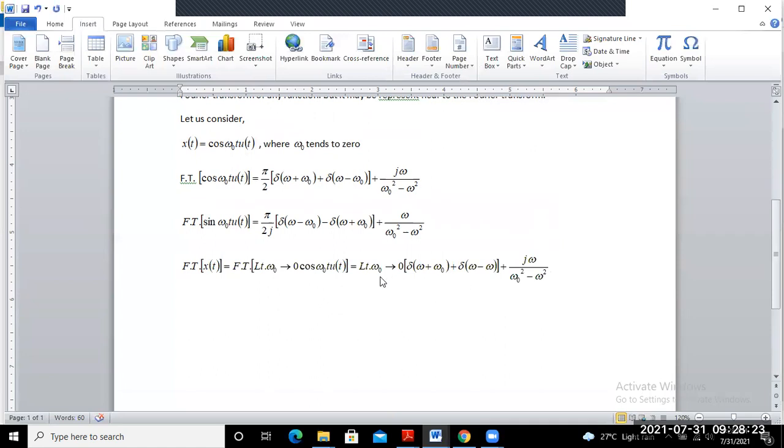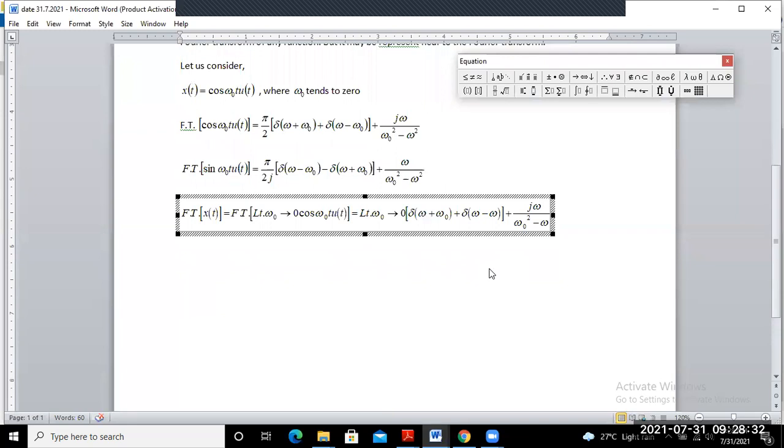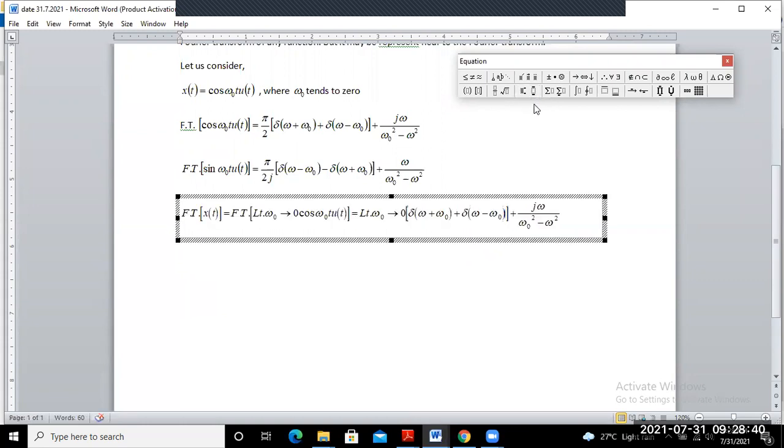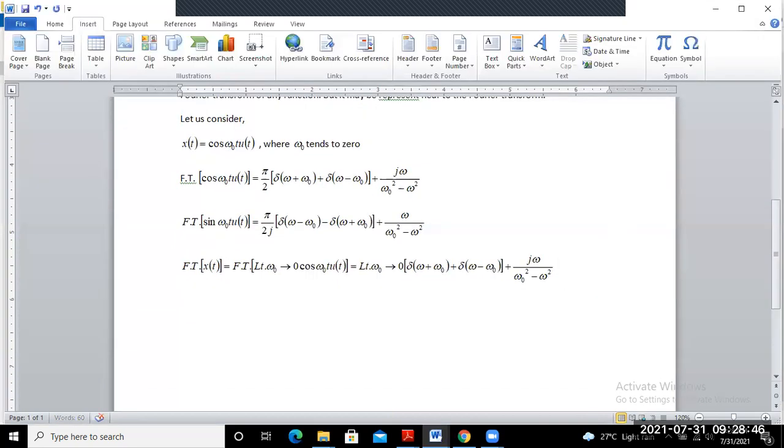So if you put omega tends to 0 in this equation, that means omega equal to 0. So this one is your 0, this one is also your 0, and here is your omega naught. So if you put here, then you will get the value of the Fourier transform of this function equal to delta omega plus delta omega, that means 2 delta omega plus j omega minus omega square. Is it not? So just write here.